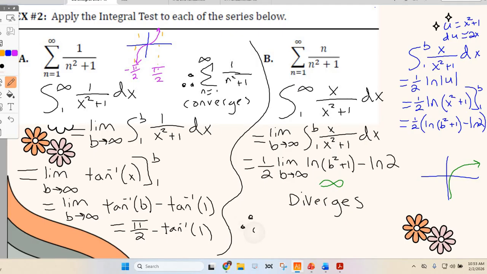Therefore, my sum from n equals 1 to infinity of n divided by n squared plus 1 is also divergent.